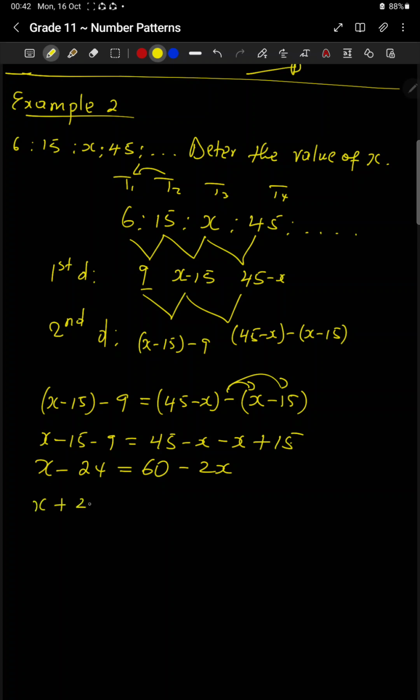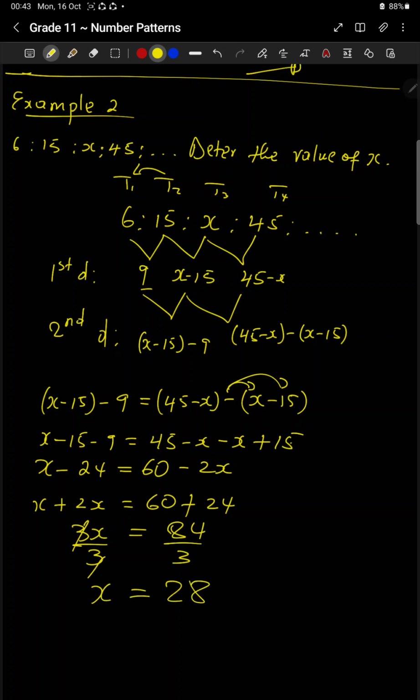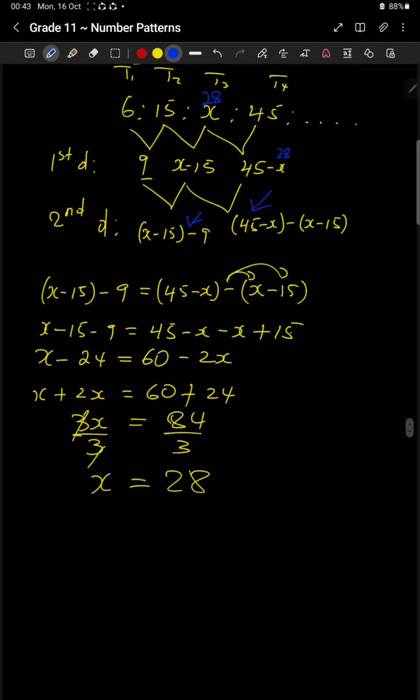So we're going to have x plus 2x equals 60 plus 24, so it must be 3x, and 60 plus 24 is going to be 84, and then we divide by 3 on both sides. Therefore the value of x must be 28. So now we can go back there. Over here it's going to be 28, and 28 minus 15, and 45 minus 28, and then you also work it out over here, and you get the value, which is just a whole number. So we are done now.